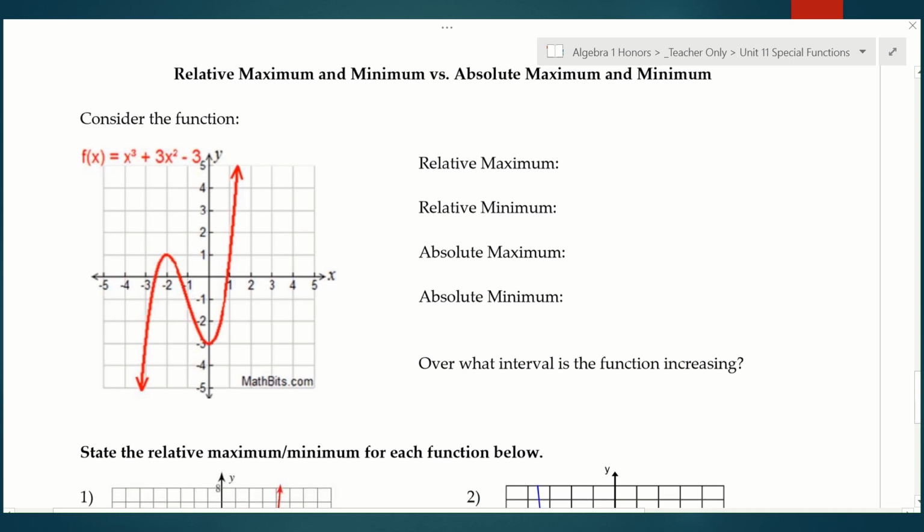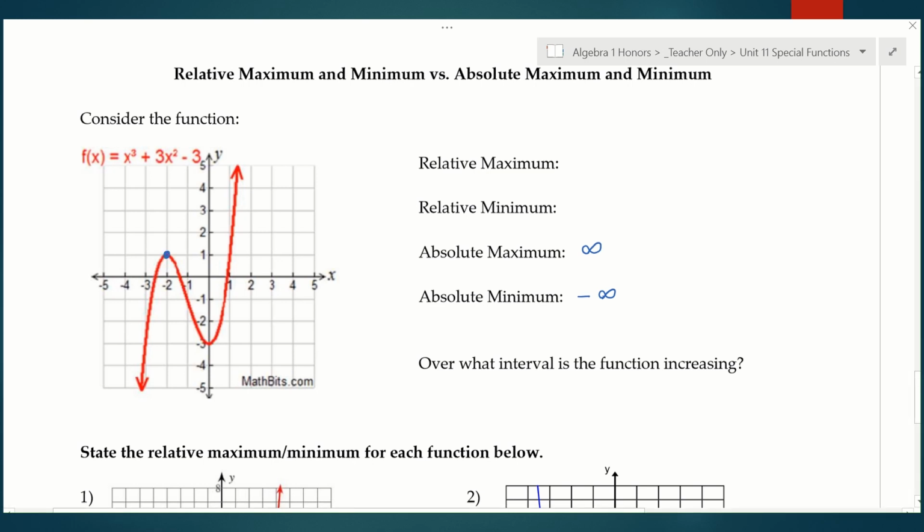Okay, so looking at this first function in red here, let's do the absolute first. So the absolute maximum, the highest your function will go, will be infinity, because that arrow just shows that it's going to keep going up forever. The absolute minimum is going to be negative infinity, because again, the arrow shows that it's going to go down, and that just goes on forever. Okay, so the relative max and relative min are kind of the new things here. So when you're thinking about relative maximum and minimums, I want you to think of turning points, okay?